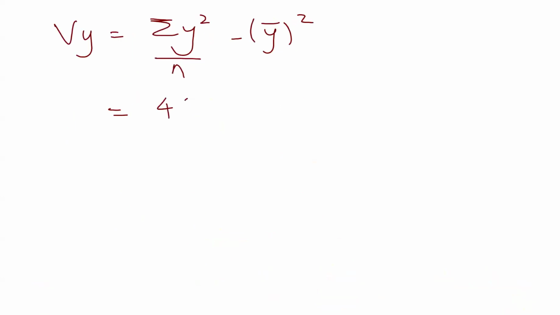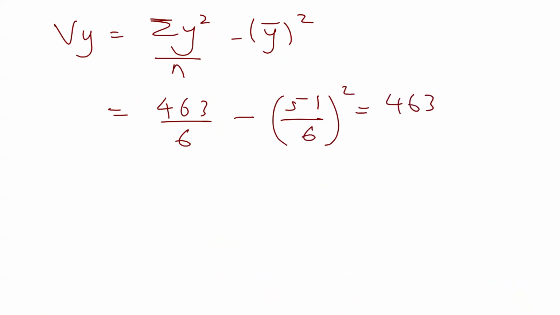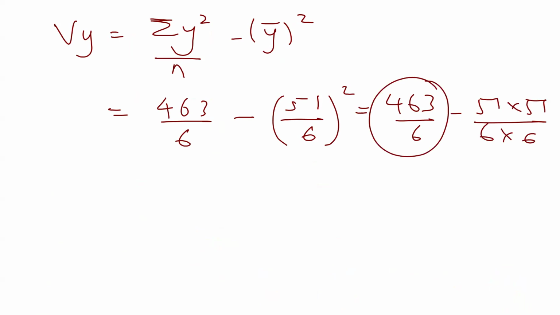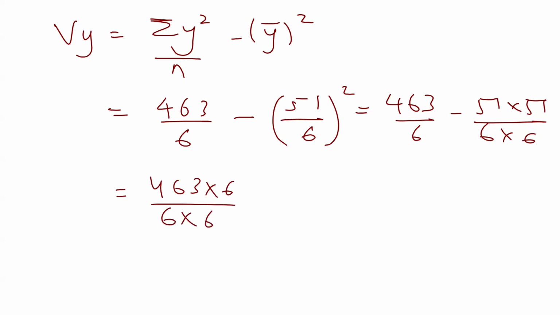So this is 463 upon 6 minus y bar. Y bar is (51 upon 6) the whole square. So as I said, I'm going to play with LCM. So this is 463 upon 6 minus 51 into 51 upon 6 into 6. I'll multiply the first term with 6 to get a common denominator: 6 into 6 minus 51 into 51 upon 6 into 6. We have a common denominator.